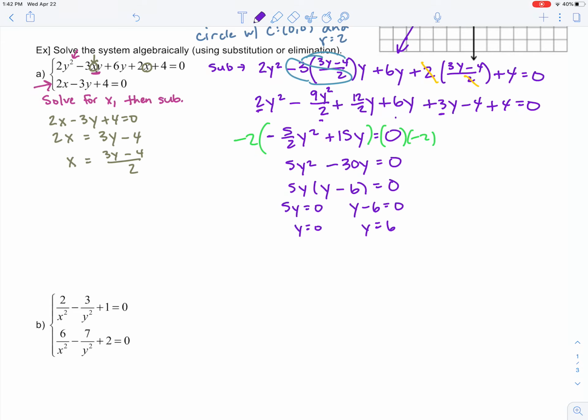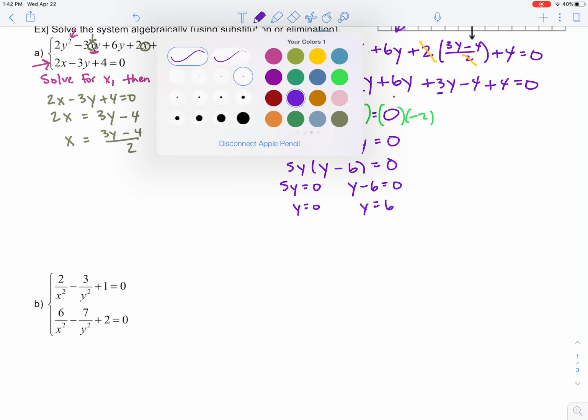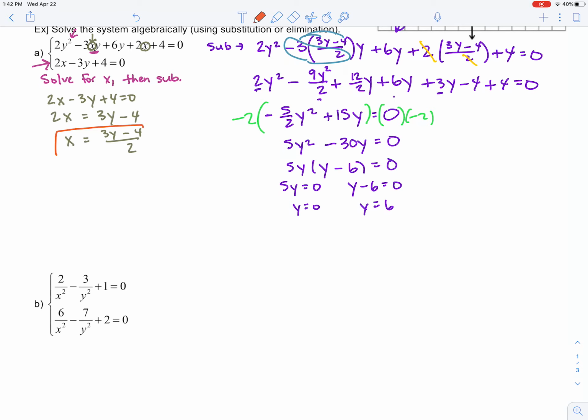So remember that this corresponds to points of intersection, so the y values really are only half the answer. We do also need x values, so we can write these as ordered pairs, or coordinates of points of intersection. The easiest way to do that would be to go back to this other equation that we were working with earlier and just plug in for y. So if y equals 0, what x value corresponds to that? Well, we can find that out by plugging it in. 3 times 0 minus 4 over 2. So x equals negative 4 over 2, which is -2.